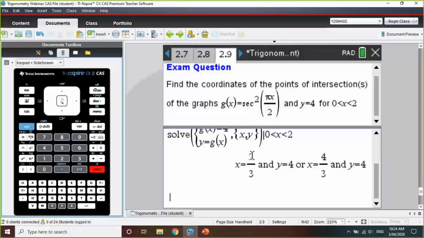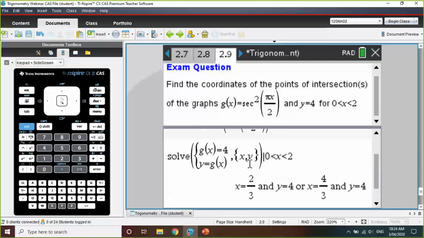Okay. Now, the benefit of doing this is the output now is pretty much in coordinate form. We're saying that when x is 2 over 3, y is equal to 4. And then when x is 4 over 3, y is equal to 4. So this is a really clean way of getting coordinates just from solving simultaneous equations. So this sort of technique can be used in both methods and spec.